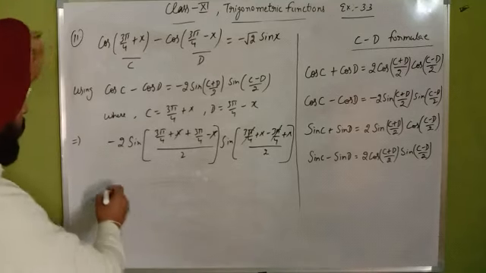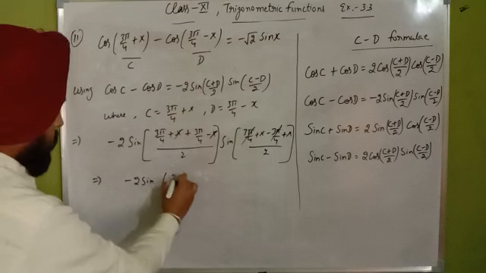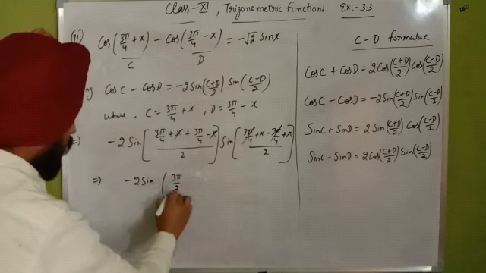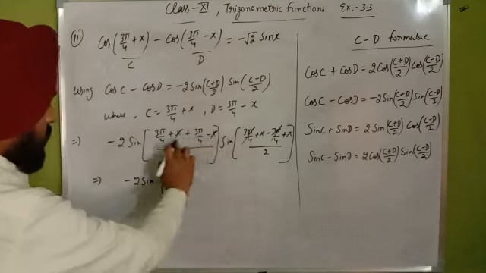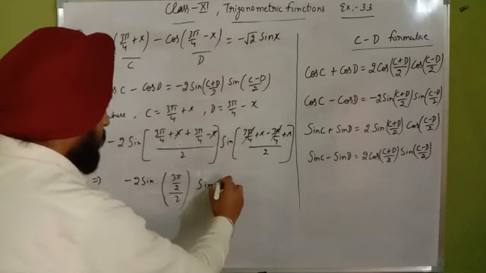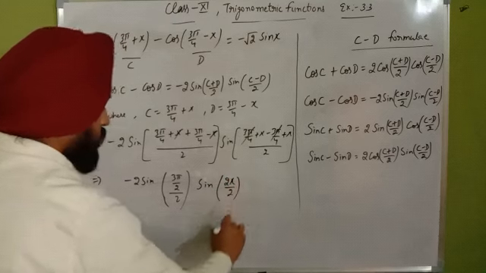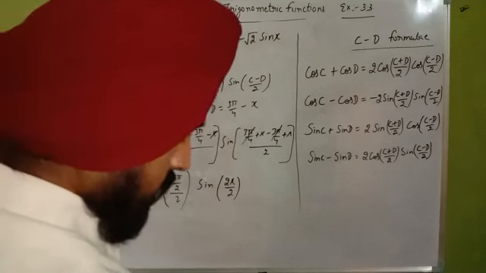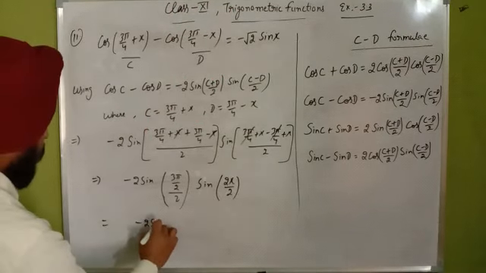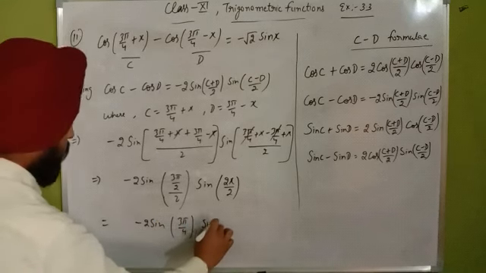Clear? So it implies minus 2 sine 3 pi by 2 upon 2, that one, because x is already cancelled with x there, into sine. What will be there now? x plus x, 2x, 2x upon 2, that gives you only x. Clear? The next step we can write as minus 2 sine 3 pi by 4 sine x.